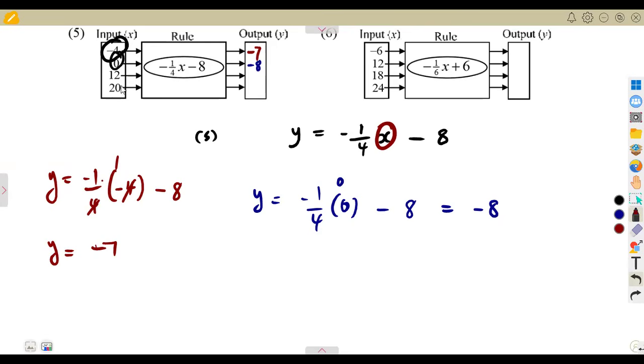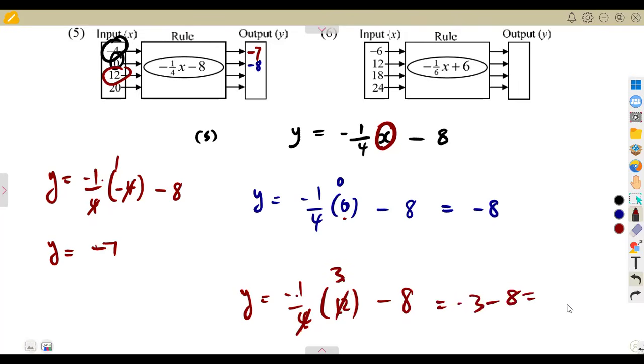We move on. If the x that you're given now is 12, simply substitute 12 in place of x. So y is going to be minus 1 over 4 times 12 minus 8. 12 divided by 4 is 3, then 3 times negative 1 is minus 3. So it's minus 3 minus 8, which is minus 11. So the value there is minus 11, or just use your calculator and you're going to get minus 11.